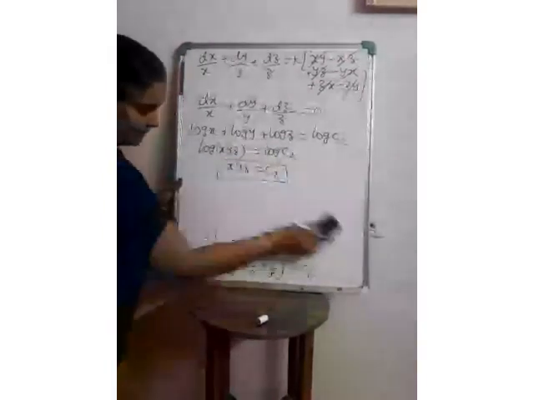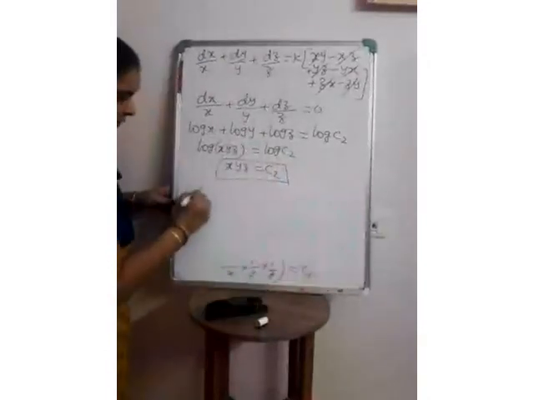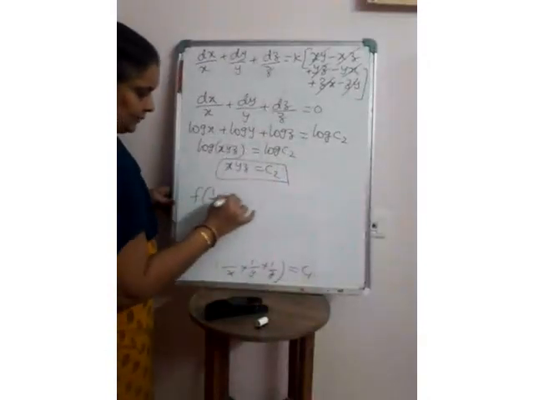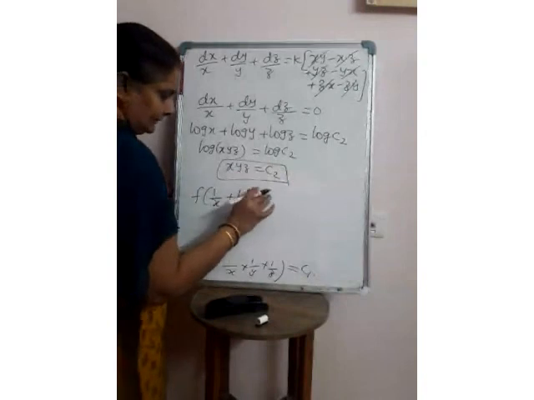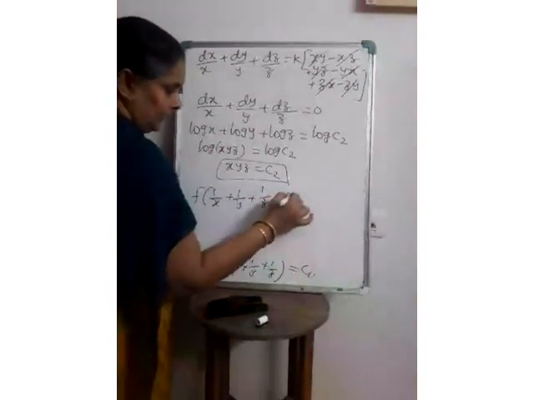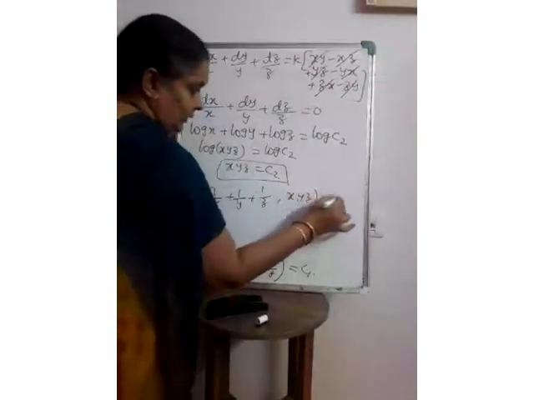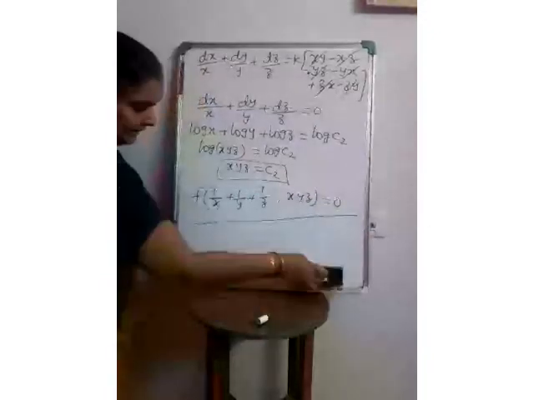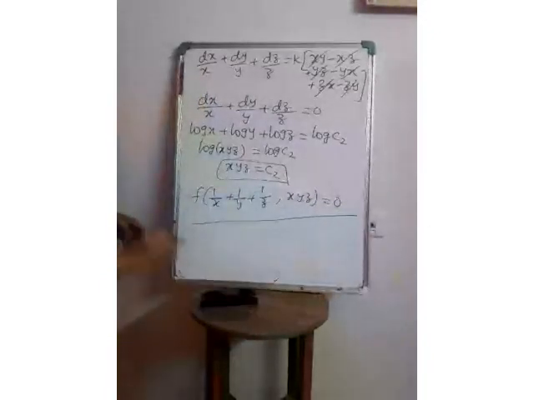So we can write these two as a complete solution now, writing it as f of 1 by x plus 1 by y plus 1 by z, comma xyz is equal to 0. This will be the solution. See that I have interchanged the values of C1 and C2.